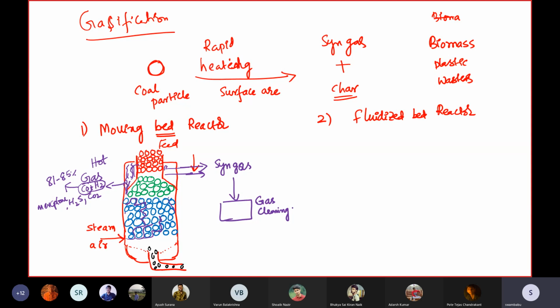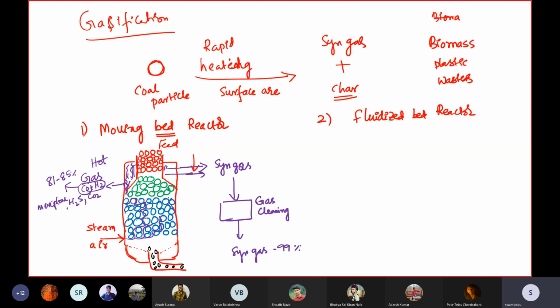Just last week we did the mass transfer experiment, where we saw how we remove the CO2. A similar gas cleaning process will be done. Mercaptans also will be removed. You will learn that in more detail in the next part, the petroleum refinery engineering part, including how to do the hydrotreating and how to remove H2S and other components. After this gas cleaning, we will get clean syngas with almost 99% purity. So this is the moving bed reactor.